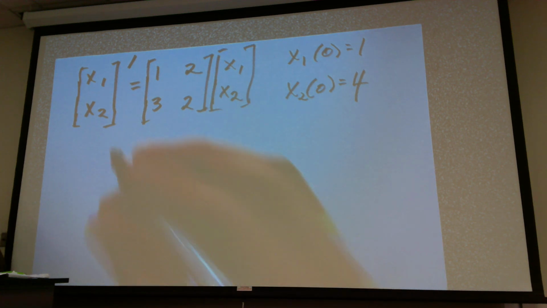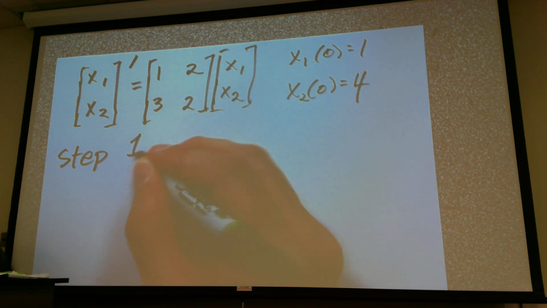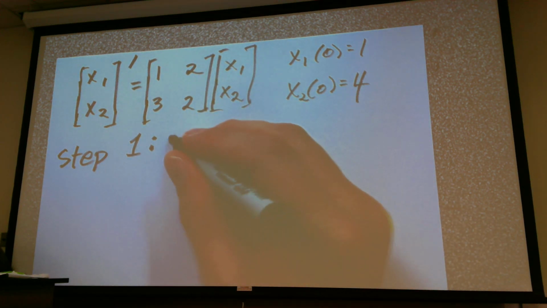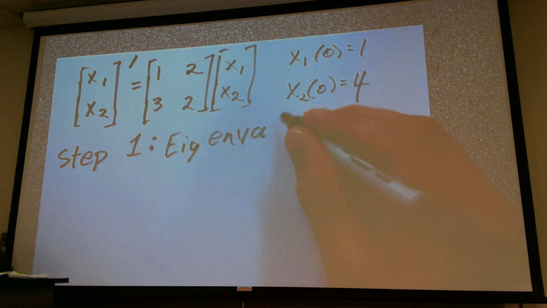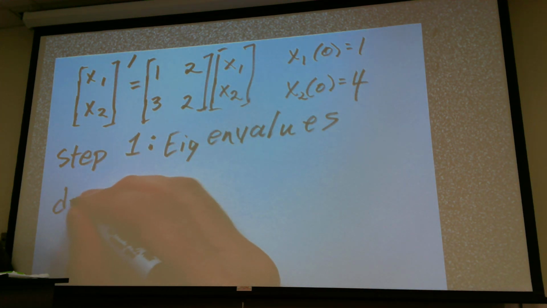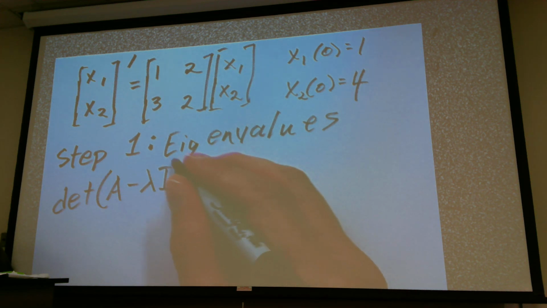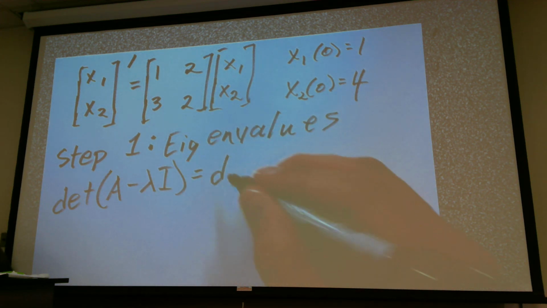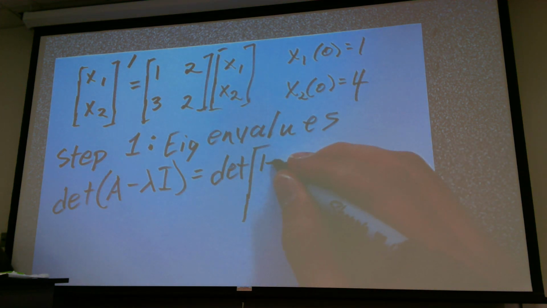So, step one. Step one would be looking for the eigenvalues. Okay? So we're going to take the determinant of A minus lambda I. Okay, so that would equal the determinant of 1 minus lambda, that would be a 2, that would stay as a 3, and this would be 2 minus lambda.